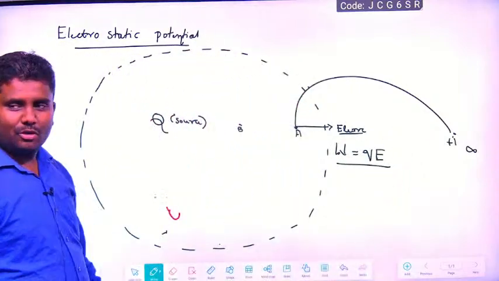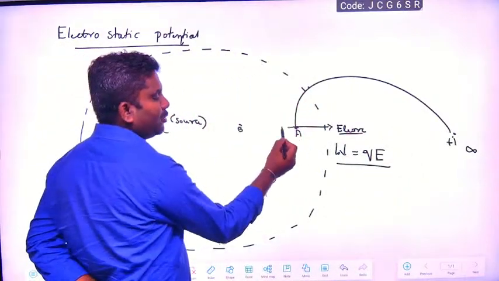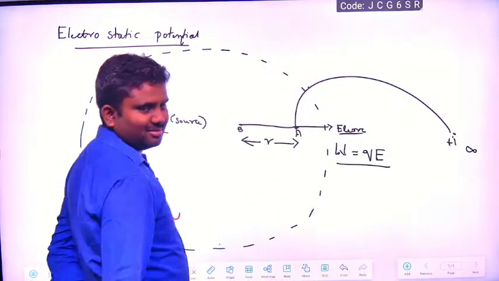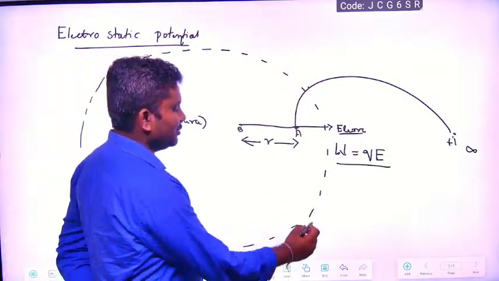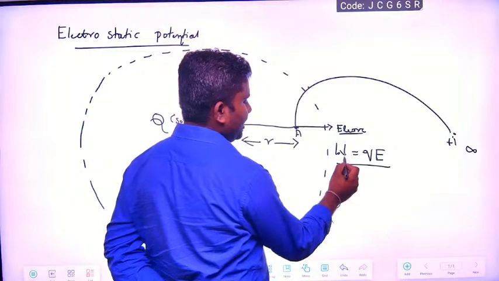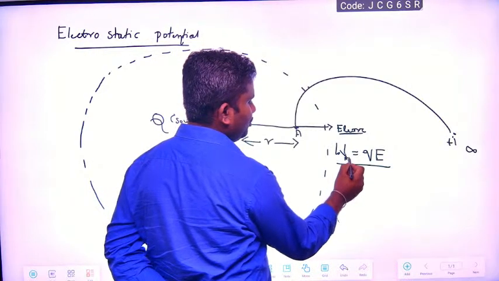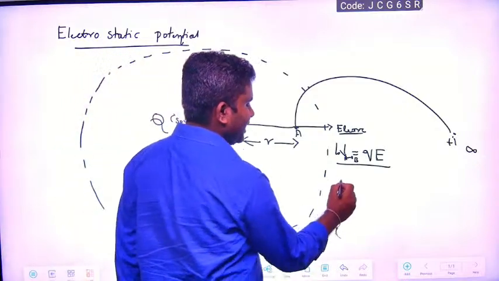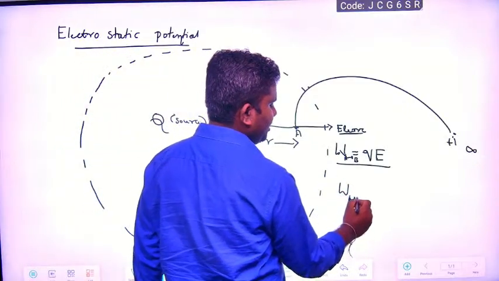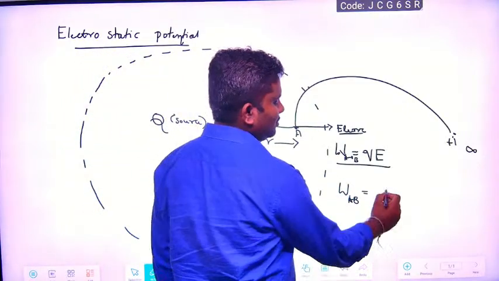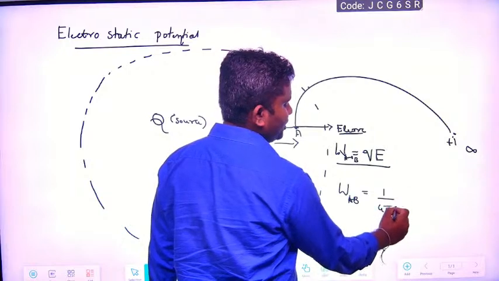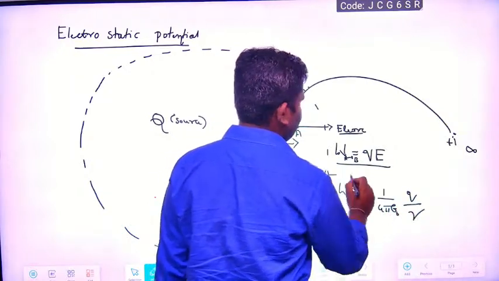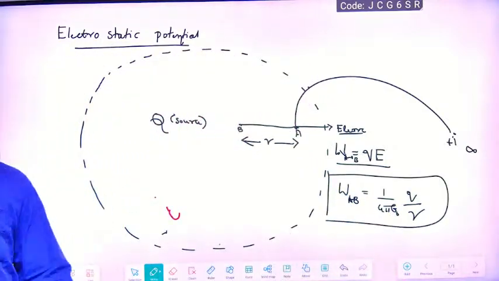And you know, again if you want to bring it from point A to point B, which is at a distance R, again you need to do work. The work done from A to B, how much did we get? Last class we discussed, right? A to B, how much did you get? 1 by 4 pi epsilon naught Q divided by R. This is the electrostatic potential.